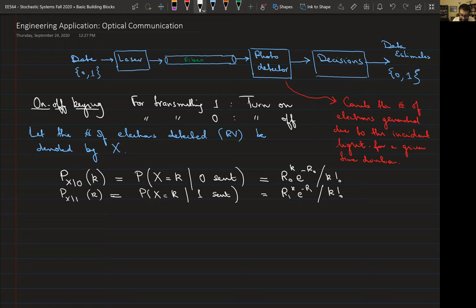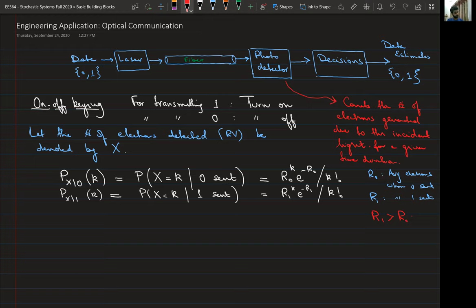Okay? Where these R's are basically, R0 is the average number of electrons when 0 is sent. And similarly, R1 is the average number of electrons when 1 is sent. Right? And what do you expect? I mean, what is going to be the relationship between R1 and R0? Which one of them is going to be greater? R1. Okay. So that's because that's when it's turned on, right? So R1 is greater than R0. Okay.